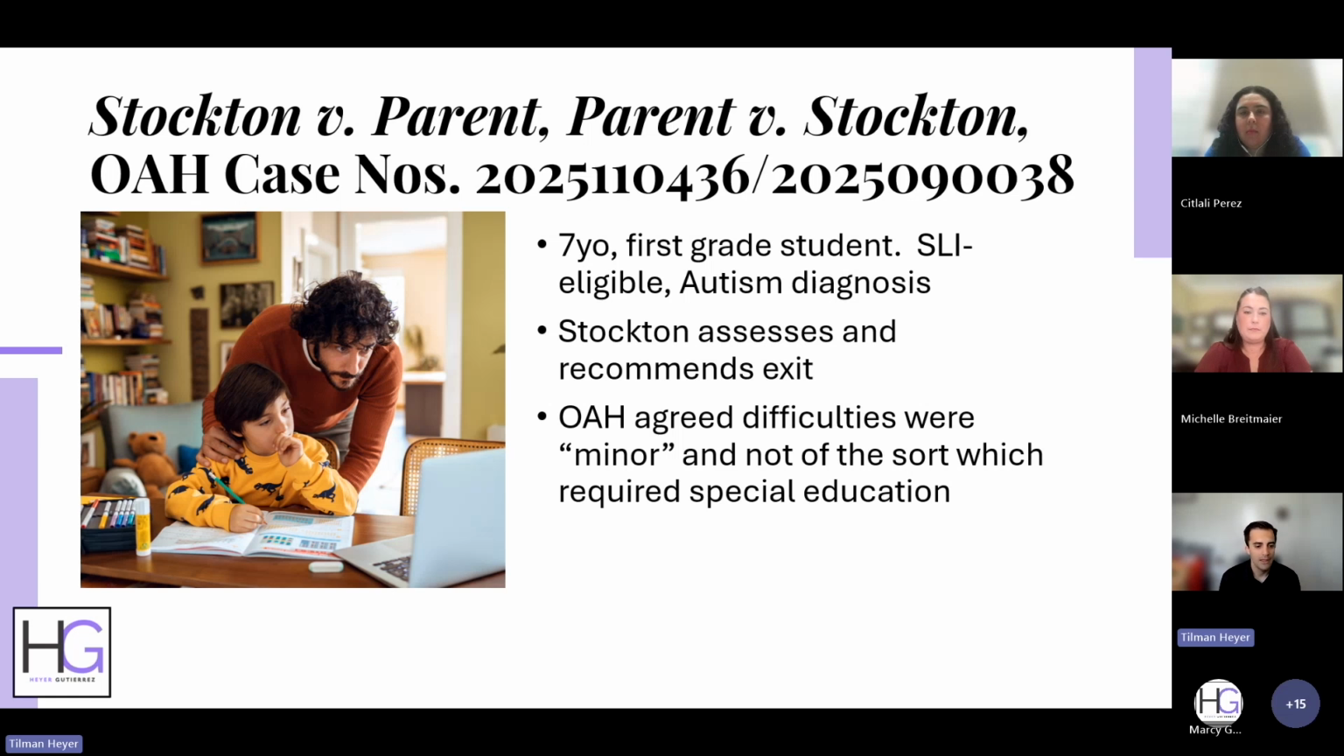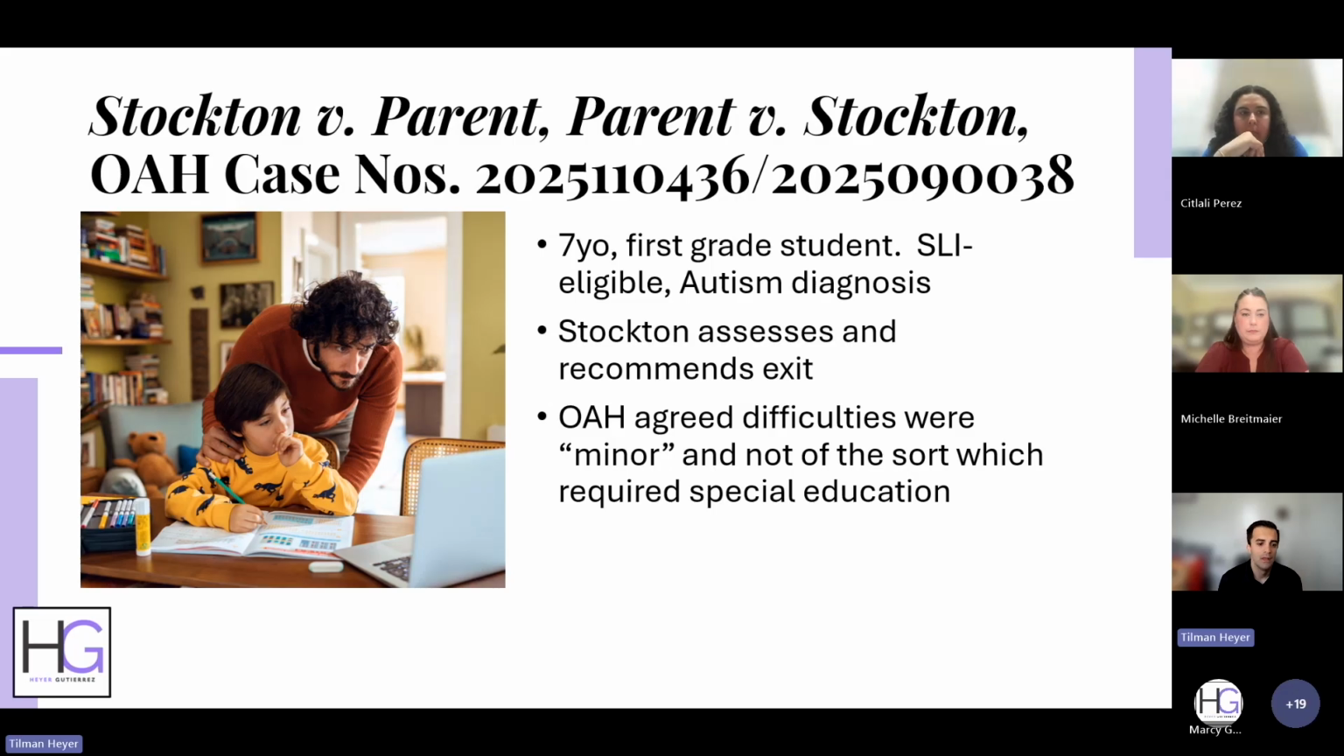Stockton offered a comprehensive assessment plan, including academic, health, cognitive, motor, social emotional, adaptive behavior, and also speech and language, so communication. The parent provided consent to the assessment plan at the start of April last year. The team then met in August, near the start of the 25-26 school year, to review the assessment results. The assessment recommended that the student exit special education. This really was the primary issue: is the student still eligible for special education?